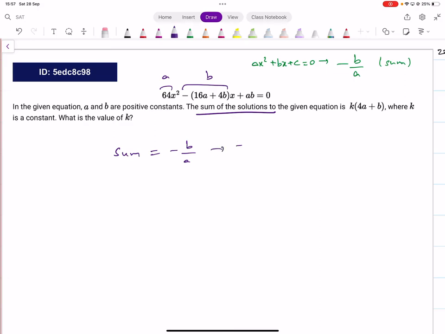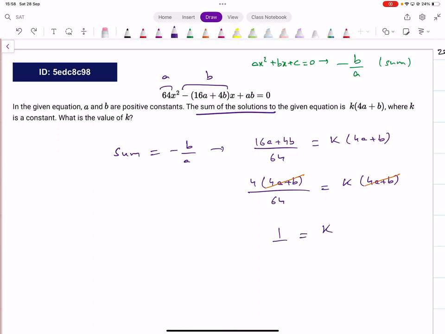Minus into minus, that becomes plus. 16a plus 4b divided by 64. Is that okay? This should equal k into 4a plus b. That's an equation that we're getting. Now, how do we solve this? On the left side, if we take 4 common, we are left with 4a plus b. And then you have k into 4a plus b. 4a plus b and 4a plus b, they get cancelled. K equals 4 over 64, which is 1 over 16. And that's your final answer.